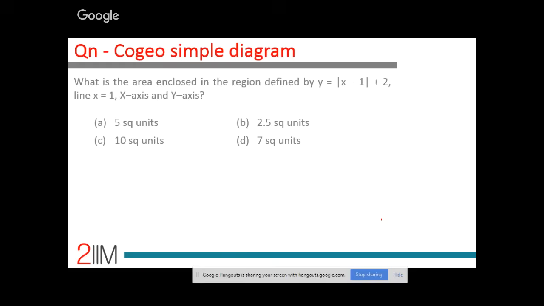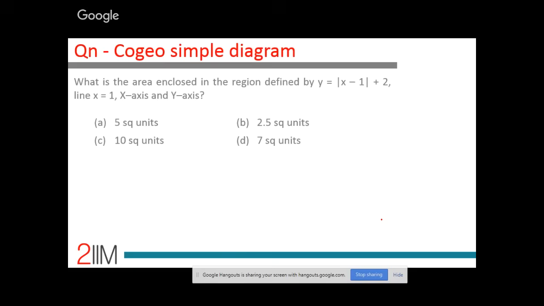Area enclosed in the region defined by y equal to modulus of x minus 1 plus 2, x equal to 1, x-axis and y-axis. X-axis and y-axis are very easy to imagine. The line x equal to 1 is very simple. We know how to do that. X equal to 1? Line parallel to axis. So we know that.